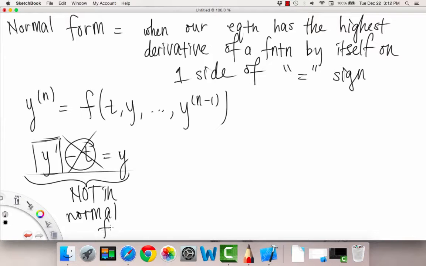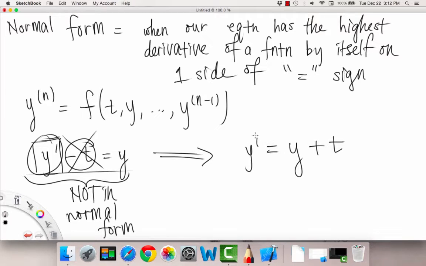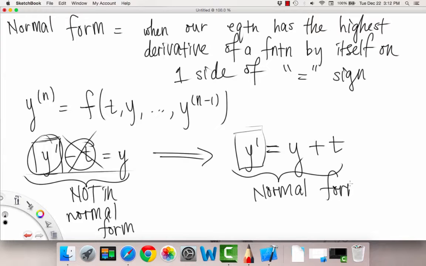Okay, so how could we transform it into normal form? All we have to do is get this y prime by itself, so we just add the t over to the right side, and we get y prime is equal to y plus t. Then we look: this is the highest derivative that occurs, and it is by itself on that side of the equal sign, so this one is in normal form. That is good. We'll be doing some practice problems with getting equations in normal form during the practice problems video, okay?